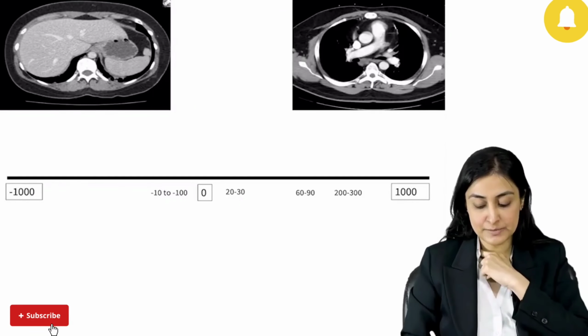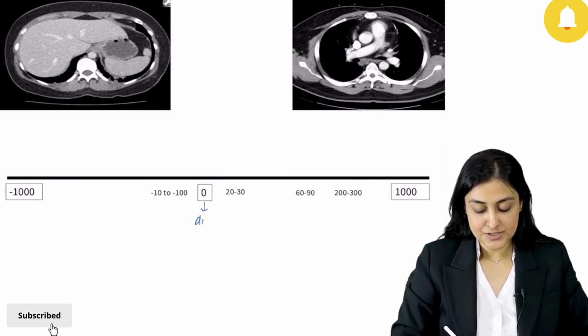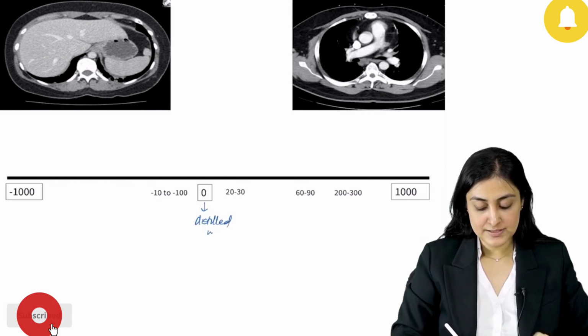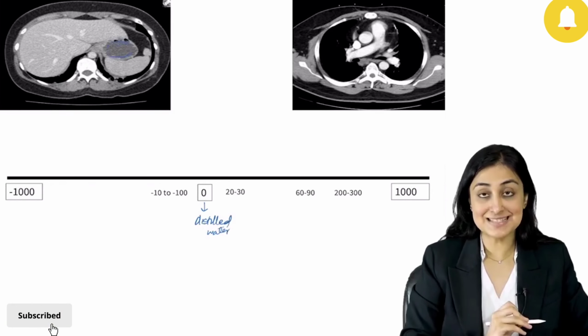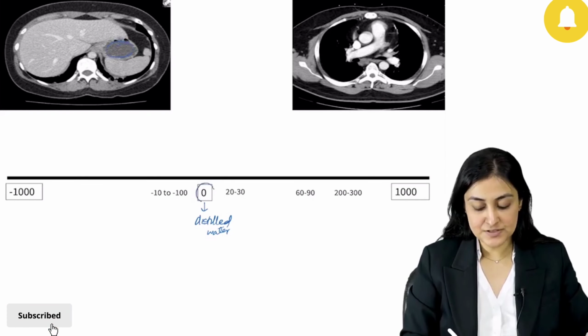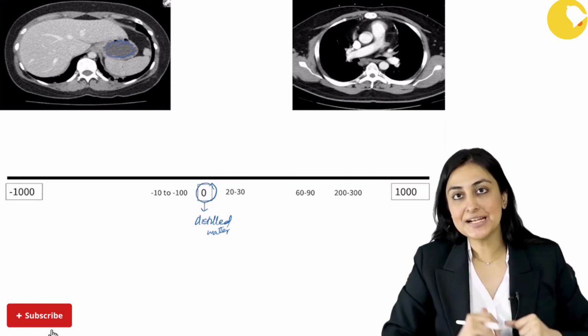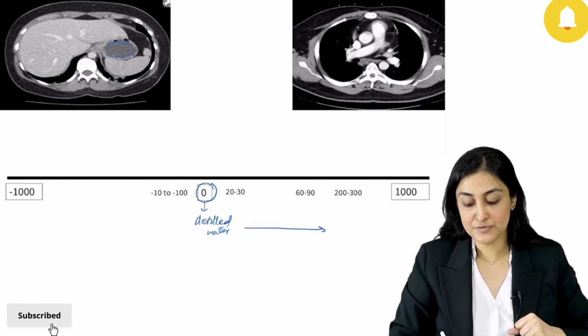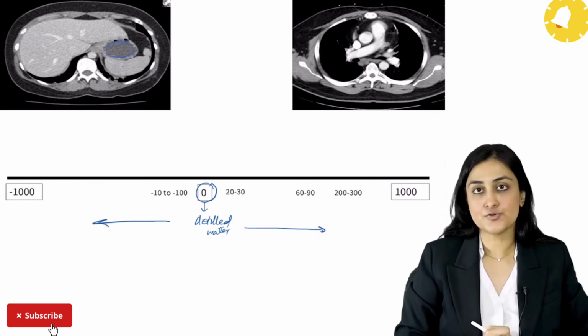So just to represent it on a scale, remember the reference is going to be distilled water. This is distilled water, which is this kind of color, this kind of density. If this is the reference, anything which is whiter or brighter than this will get a positive Hounsfield unit. Anything which is darker than this, you will get a negative Hounsfield unit.